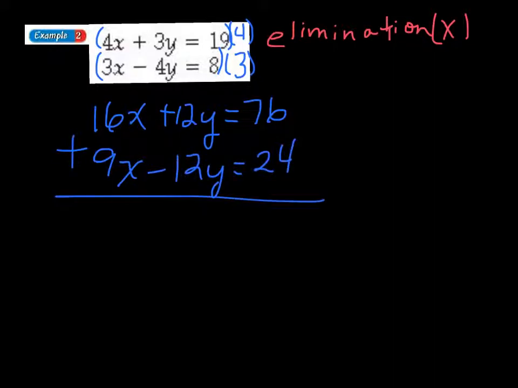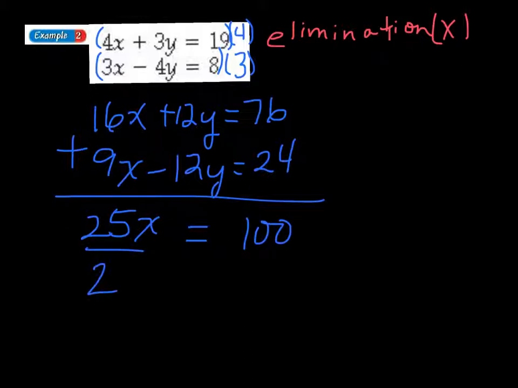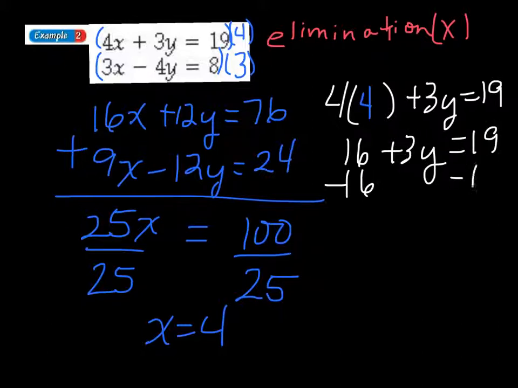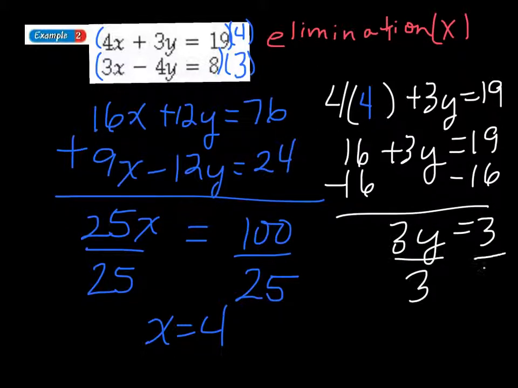When I add, I'm getting kind of largish numbers, but that's okay. 25x equals 100, and when we divide both sides by 25, we get x equals 4. So when we substitute that back in for x in our first equation, we're going to get 16 plus 3y equals 19. Subtract 16 from both sides of the equation. So 3y equals 3. Divide by 3, and we have y equals 1.